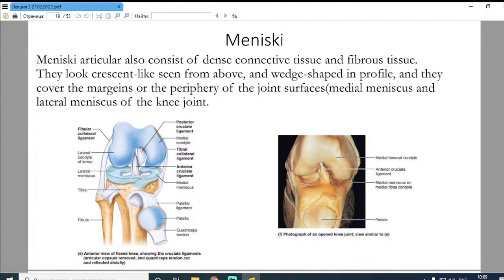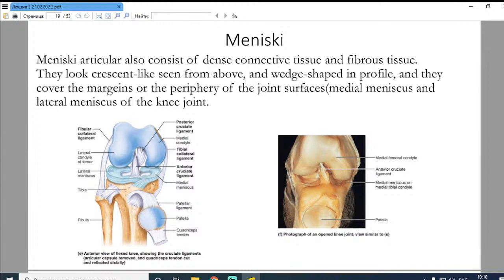Now you see medial femoral condyle. What do you see? Femur. And you see tibia and fibula, os tibia, os fibula. Between two bones are located lateral meniscus and medial meniscus.